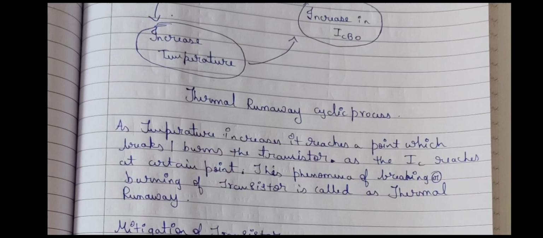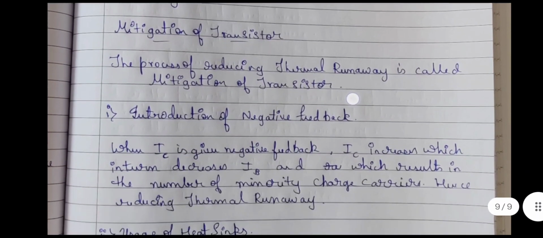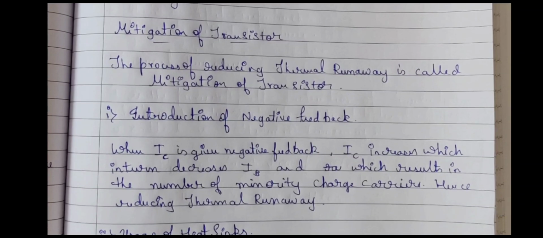And how do we reduce this thermal runaway? It is not good for a transistor, right? Something self-destructing is not good. There are a few techniques which can reduce thermal runaway, and the process of reducing thermal runaway is called mitigation. The mitigation process is as follows: introduction of negative feedback.